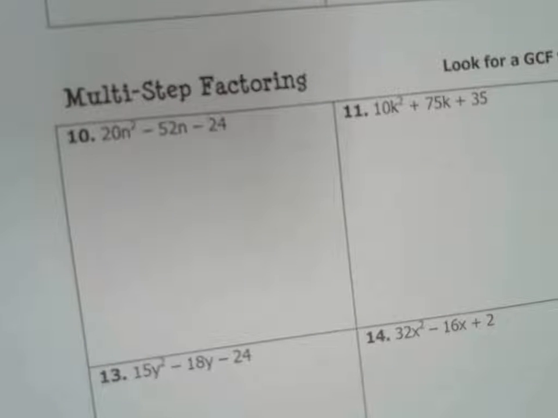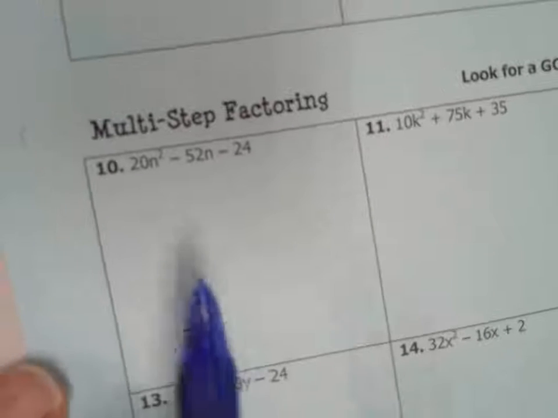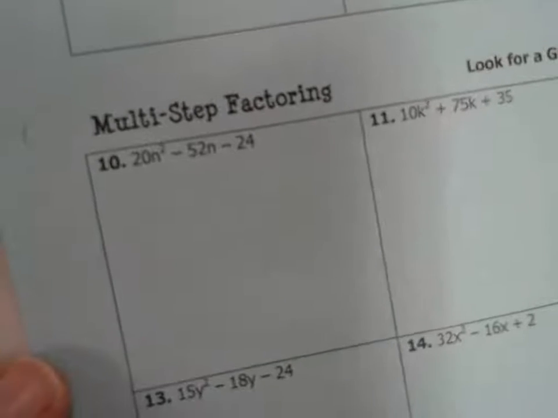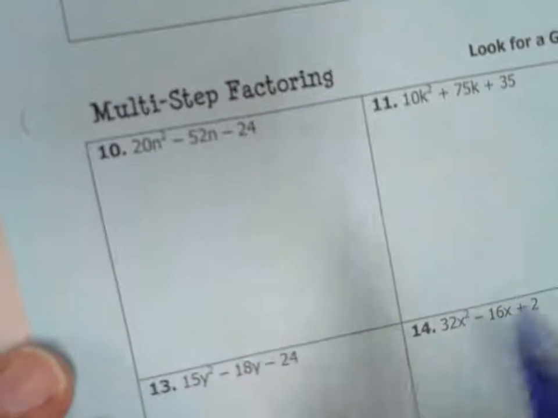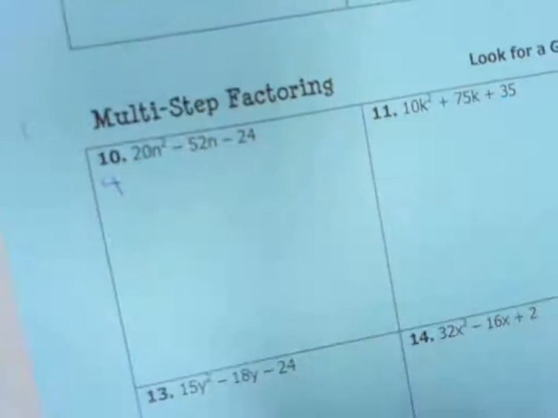As I keep looking, we want to see if anything else bigger goes into 20, 52, and 24. Is there anything bigger than 4 that goes into 20, 52, and 24? No. So 4 is your GCF. And I cannot pull an n out because that 24 does not have an n. So I'm just going to pull 4 out.